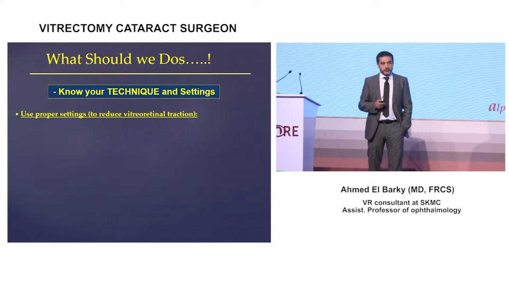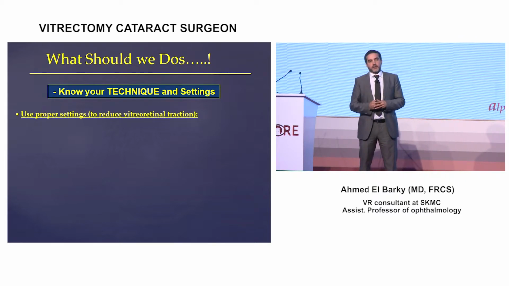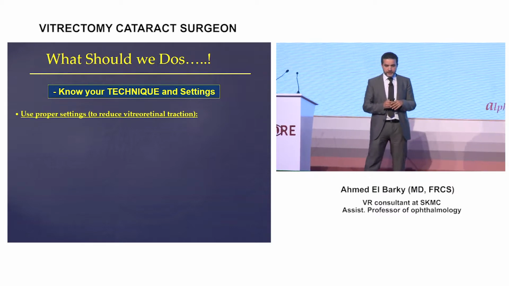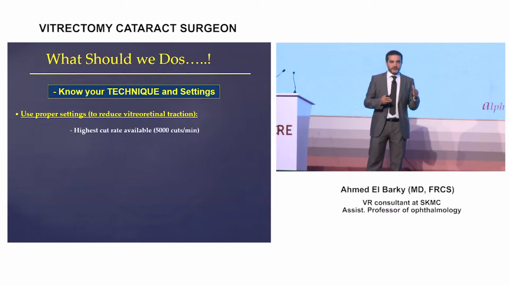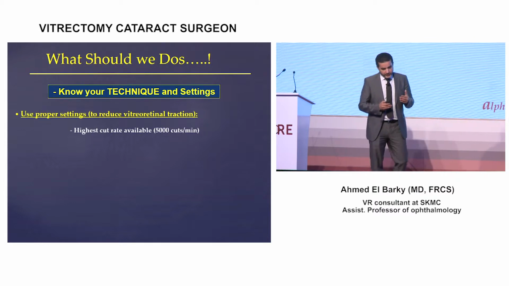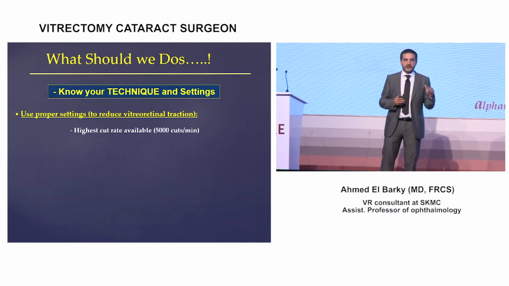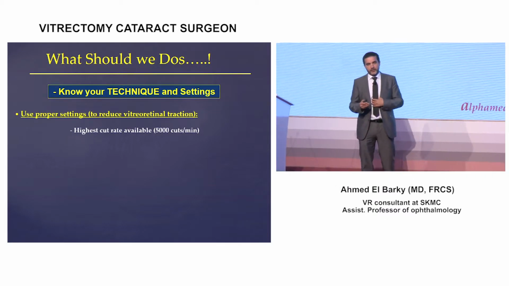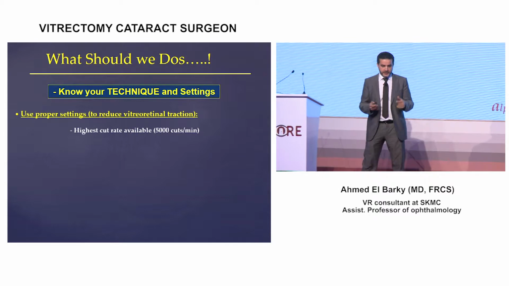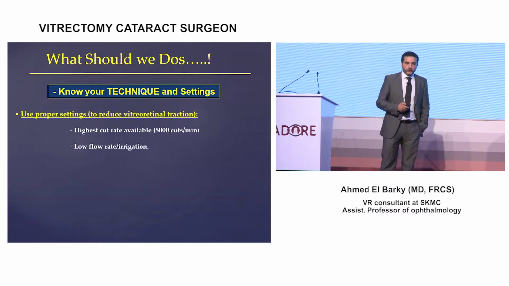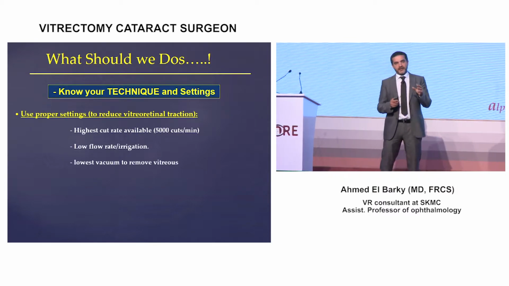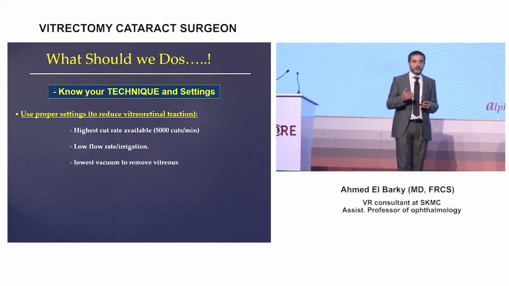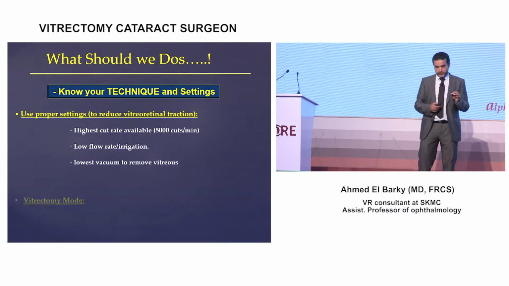Proper setting is very important. Our main objective is to decrease the traction, as Dr. Benjamin said. So we need to use a proper machine setting to decrease the traction. What is the most important? To use the highest cut rate available in your phaco machine, or if you're using a vitrectomy machine, I think the anterior vitrectomy probe has 5 cuts per minute, I believe. And you should use low flow irrigation and the lowest vacuum to remove, because as I told you, we don't want to remove the whole vitreous, we just remove the vitreous in the anterior chamber only. So the high cut rate is important.